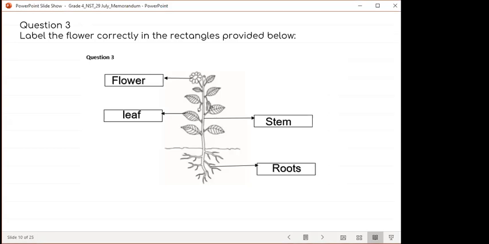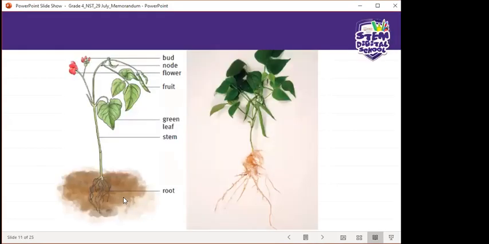Then we can just go back to the notes that we had. We had this picture here, which showed us the bud, the node, the flower, the fruit, the green leaf, the stem, as well as the root. Okay, so I'm just going to ask Kiara here. What is the function of the leaf?